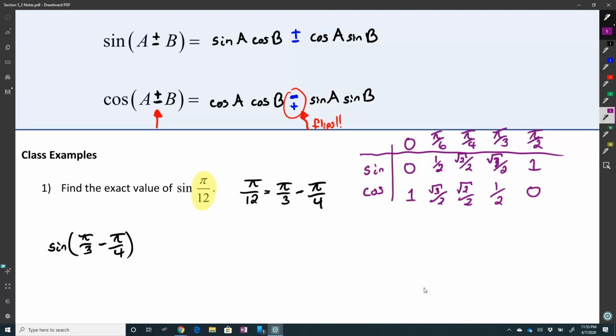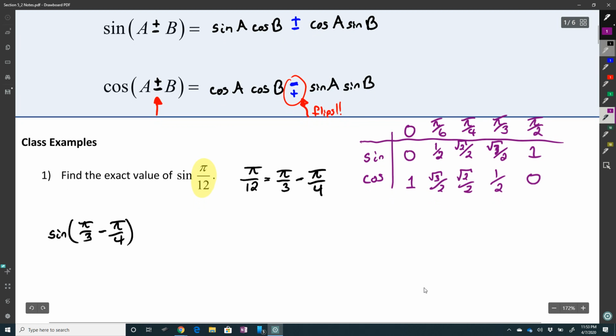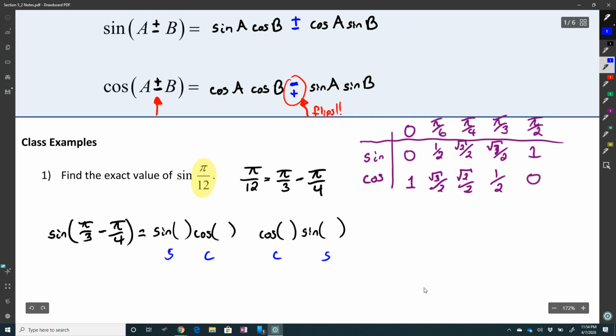All right. So anyway, we're dealing with sine. So I know that this is going to be sine of, cosine of, cosine of, sine of, because the pattern is sine, then cosine, then cosine, then sine. And since it's sine, it has the same sign, so that's a minus. So this is a minus in the middle.